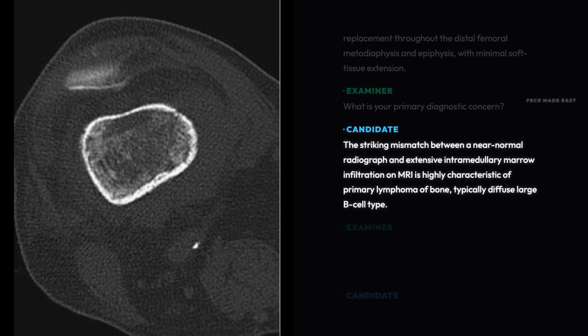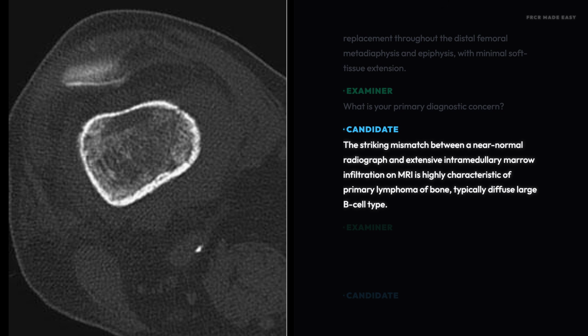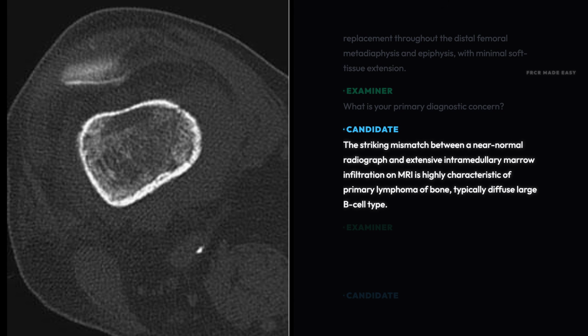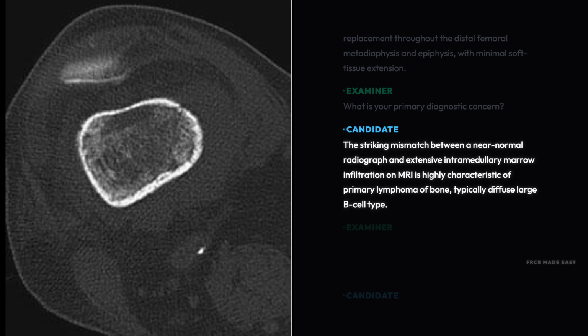The striking mismatch between a near-normal radiograph and extensive intramedullary marrow infiltration on magnetic resonance imaging is highly characteristic of primary lymphoma of bone, typically diffuse large B-cell type.